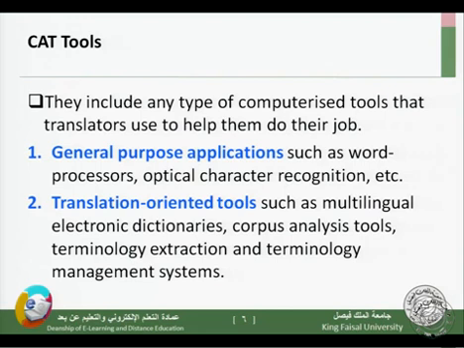Then we have translation-oriented tools. Translation-oriented tools such as the multilingual electronic dictionaries. Now students are using electronic dictionaries. The corpus analysis tools, terminology extraction and terminology management systems. So there are systems, programs, where you can get information through the computer. So these are the tools used in this technology.